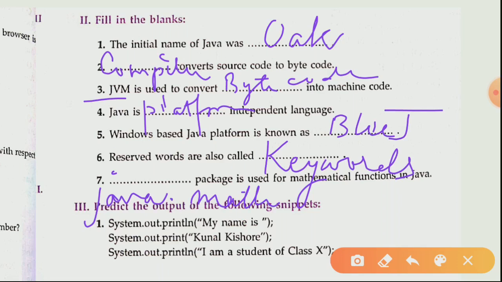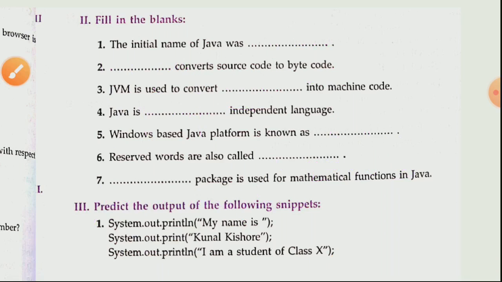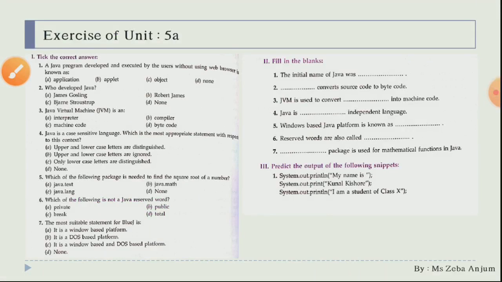Okay, so these are the answers. Check it out once again. First one oak, second one compiler, third one bytecode, fourth one platform, fifth one BlueJ, sixth one keyword, and the last one java.math. Now the third part, you have to predict the output for the following snippet.